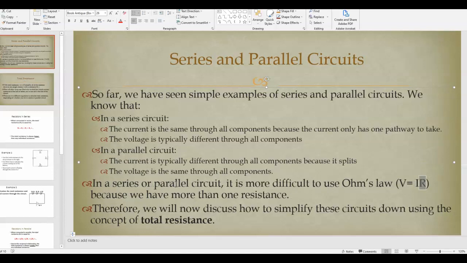Okay, and so when you have a series or parallel circuit, what you can do is you can actually combine and simplify those circuits down using what's called the concept of total resistance. Okay, and so the idea of total resistance is we're going to take a complicated circuit and we're going to simplify it down to a simpler circuit. Okay, that's basically the idea of total resistance.